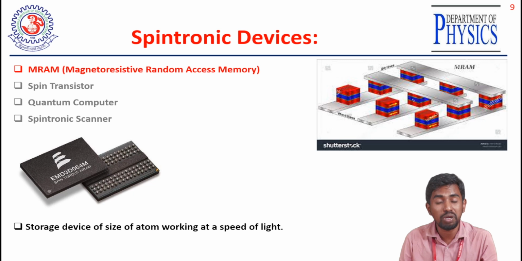So we can expect the timing speed is very high. We can expect the capacity is very high and the size is very small here. That's why they are replacing it. You can see the image of MRAM. This is the prototype we can use in our upcoming times. So they are expecting this to be very useful for our time. So I told you, all the storage devices of the size of an atom working at the speed of light.